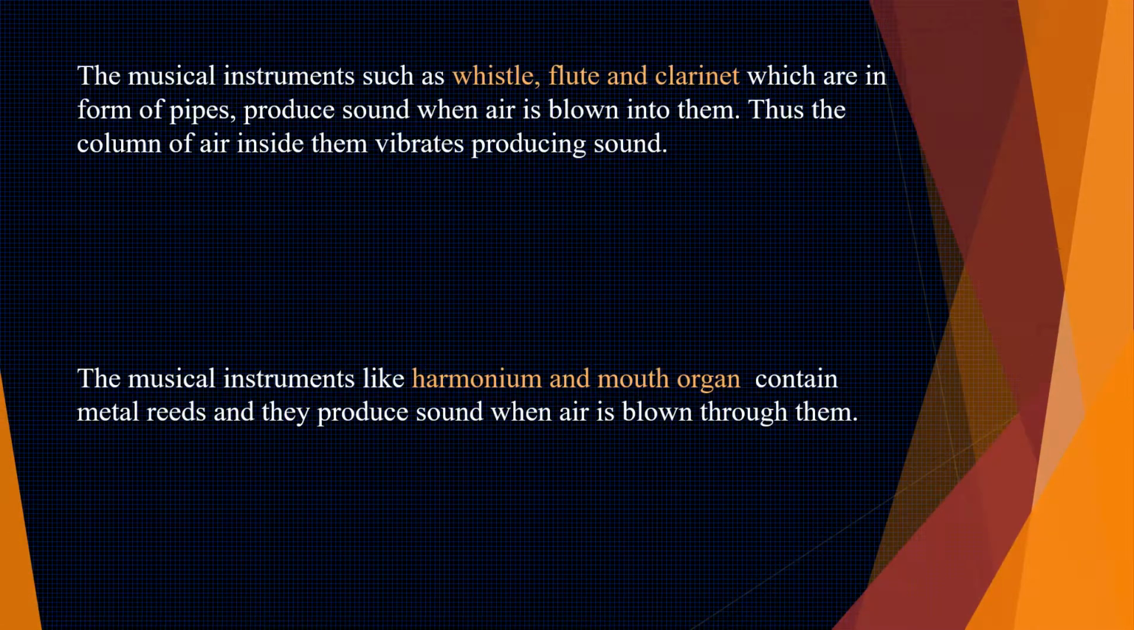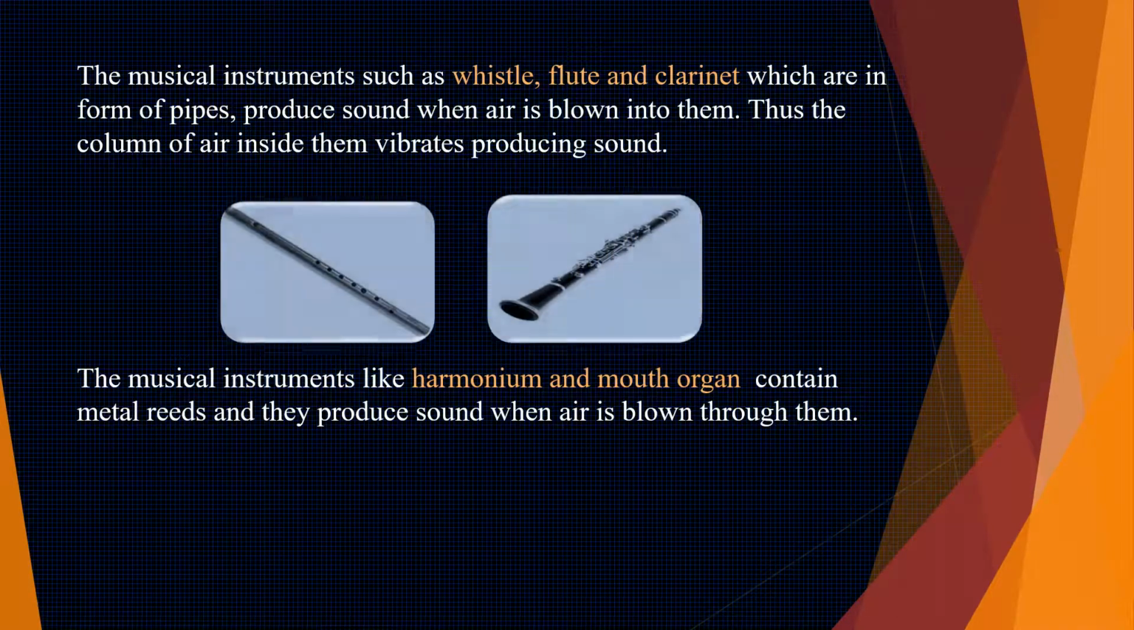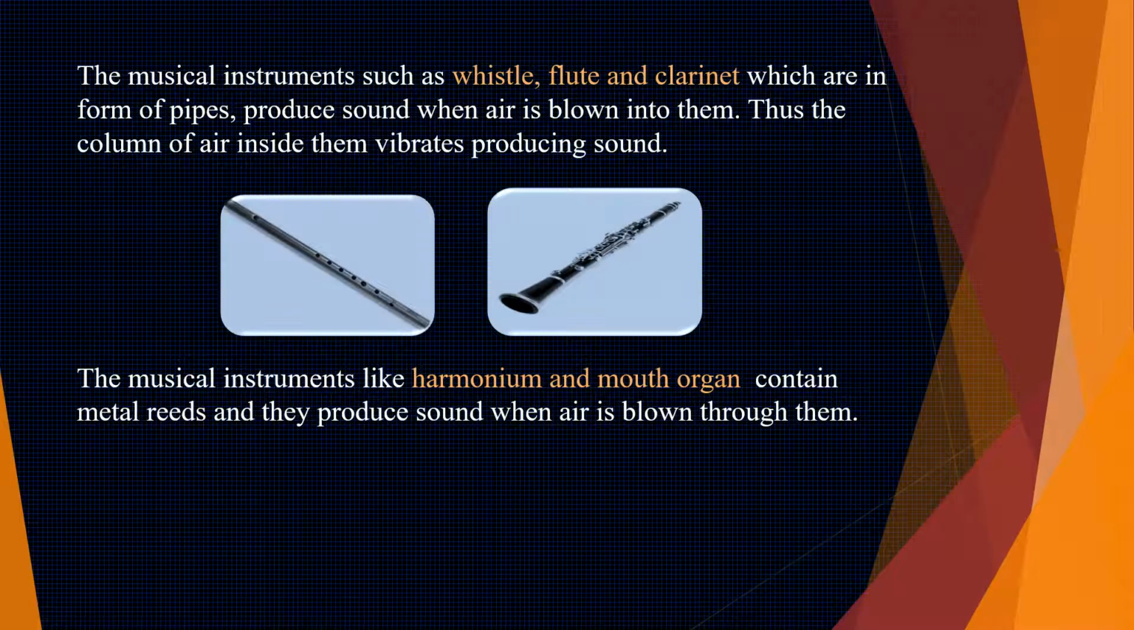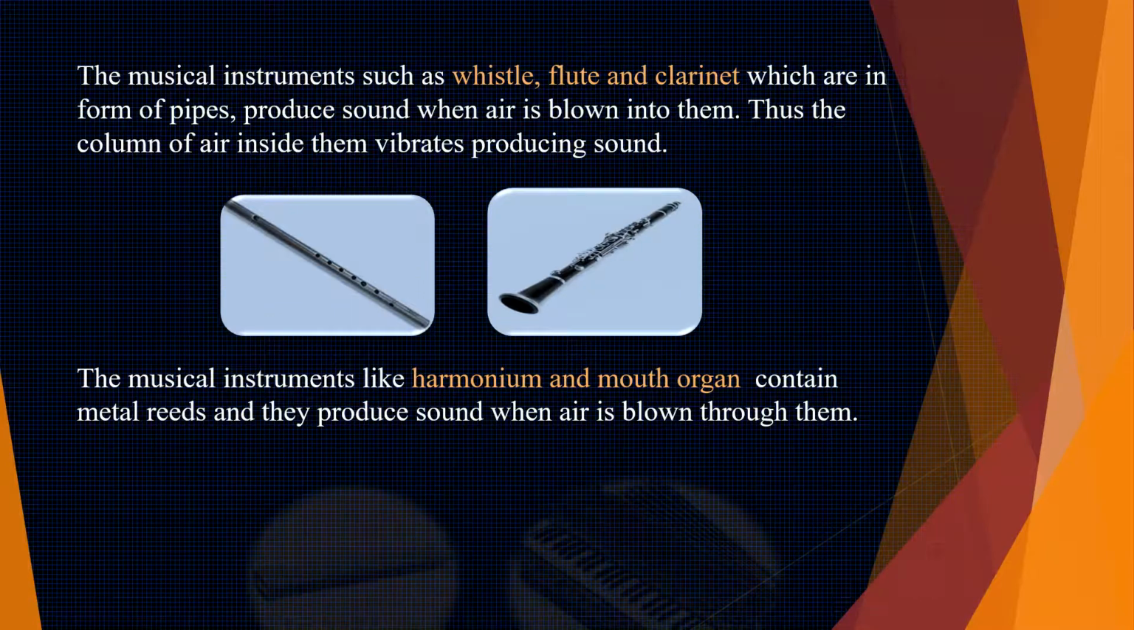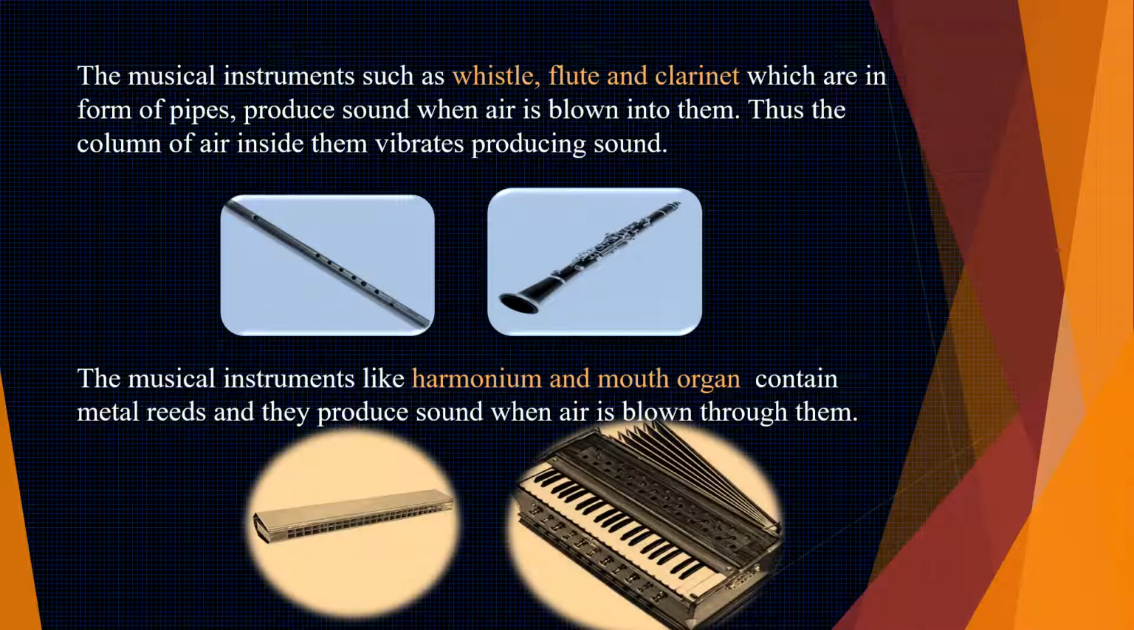Children, here we will see how different musical instruments produce sound. First, we have musical instruments like whistle, flute, and clarinet, which are in the shape of pipes and they produce sound when air is blown into them. In such instruments, the column of air inside them vibrates, producing sound. Next, we will see instruments like harmonium and mouth organ, which have metal reeds and they produce sound when air is blown through them.